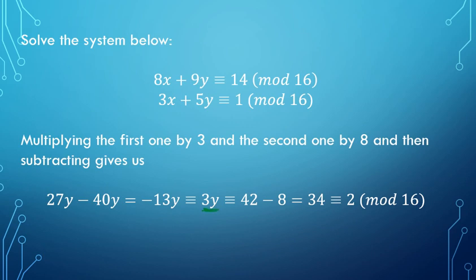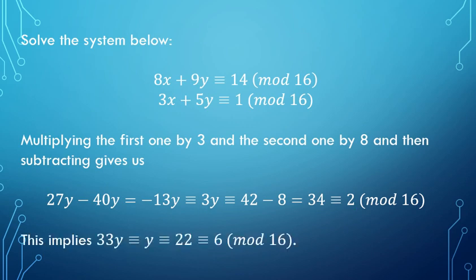So now I'm down to solving this nicer linear congruence. 3y is congruent to 2 mod 16. You have to multiply by a little bit of a larger number, but it's not too bad. If you multiply both sides by 11, you get 33y, which is congruent to y, because 33 is congruent to 1 mod 16. And then 2 times 11 is 22. Take that mod 16, that gives you 6. So y is congruent to 6 here.